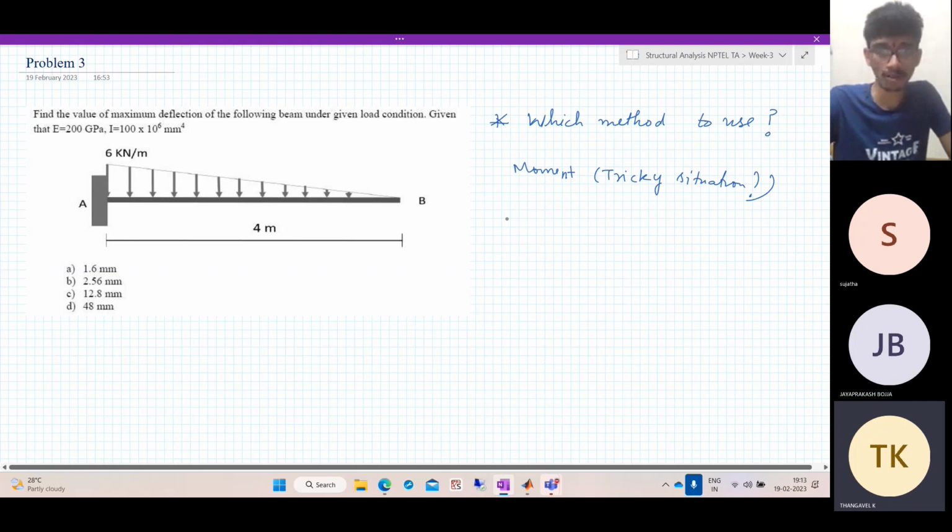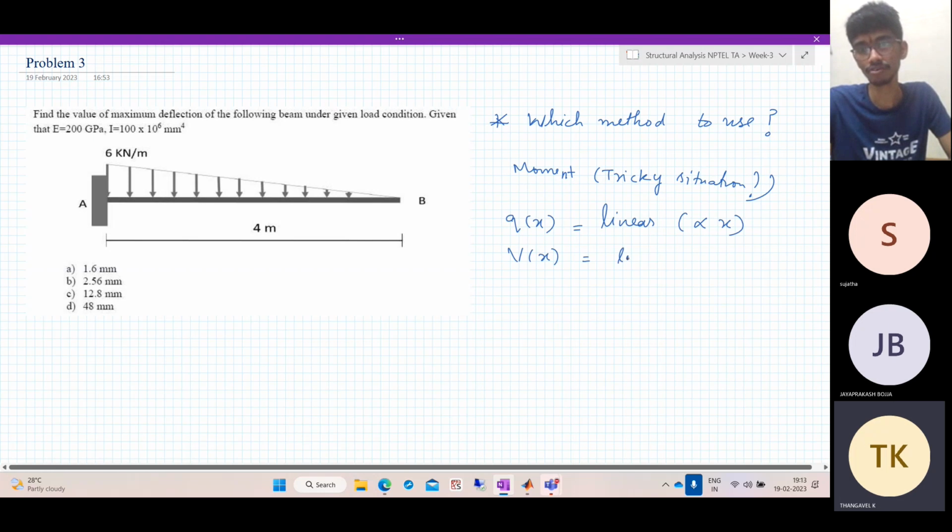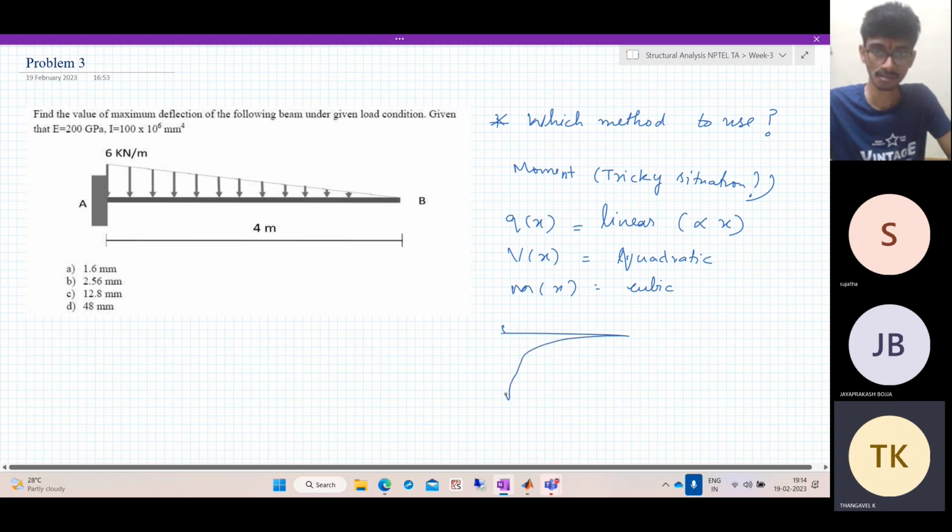Now you can see the loading q of x, which is the distributed loading, is linear. It is something proportional to x. So if you integrate it, the shear force will be something proportional to x square. So that will be quadratic. So the bending moment will be cubic. So we'll have a cubic function, right? It will look something like this, a sharply increasing cubic function. And for that, we don't have any standard formula.